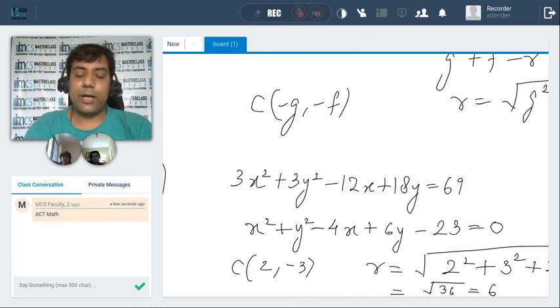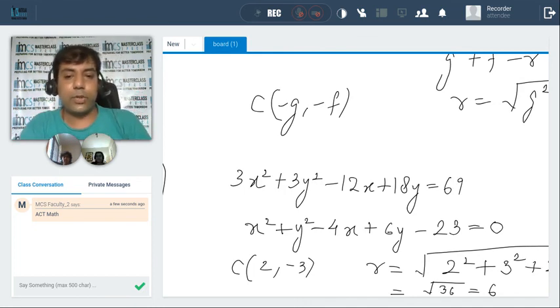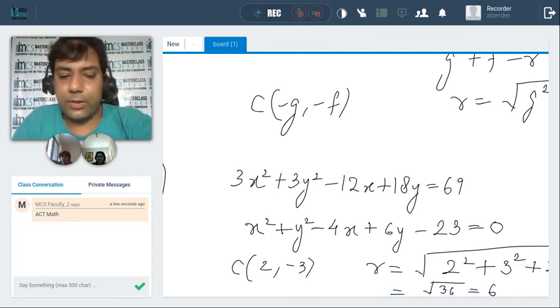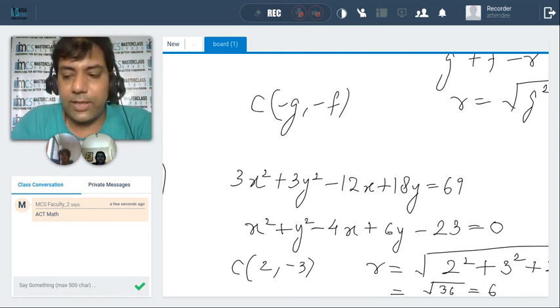Whenever an equation is given like this, you don't have to convert it using the completing the square method. You will be converting and then doing it. There's no point in doing it.